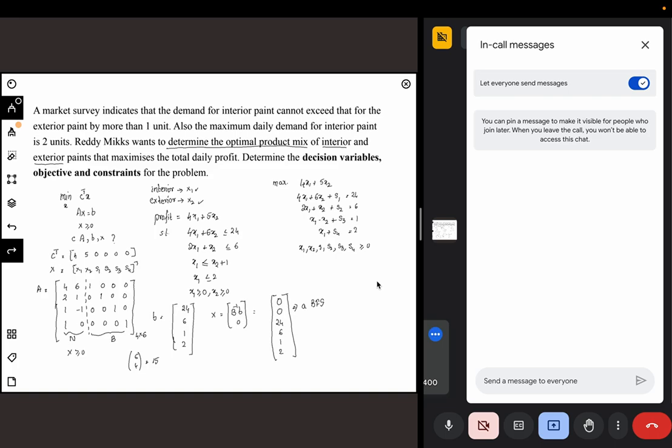Are there any questions in this part up until here? Yeah, I think it is clear.